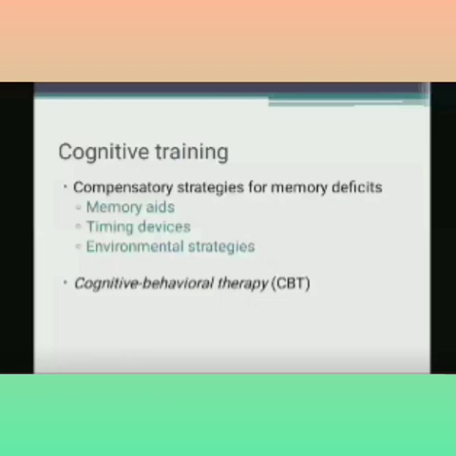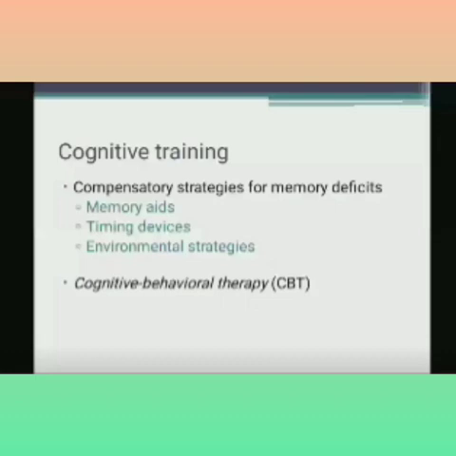They can use a timing device. They can use environmental strategies, like if there is gross memory loss, they can use some written or printed papers in front of them showing which activity has to be done after what. So that can be maintained by different compensatory methods.